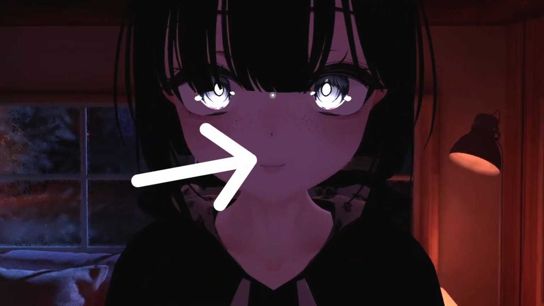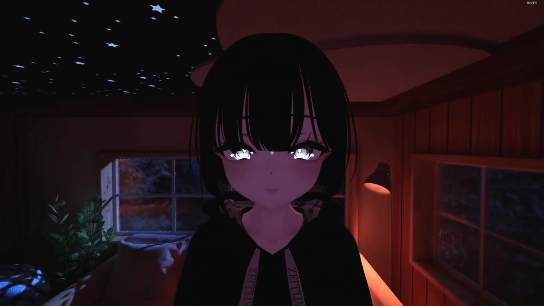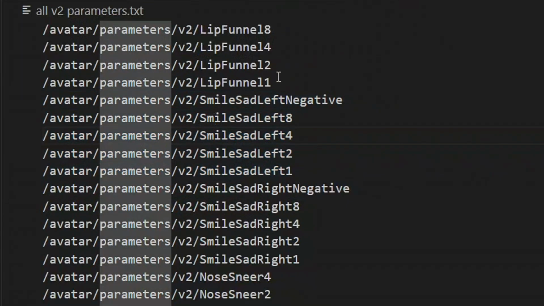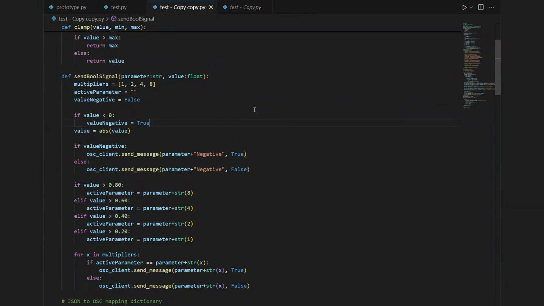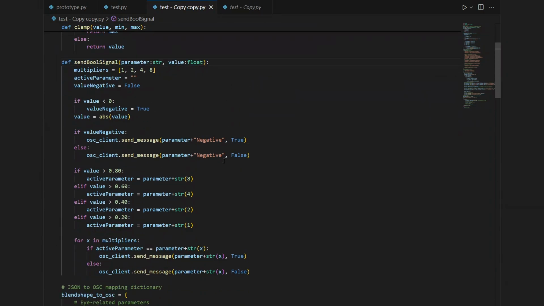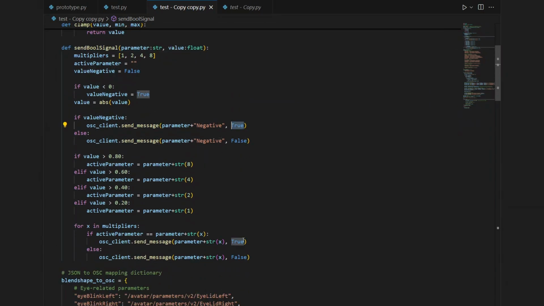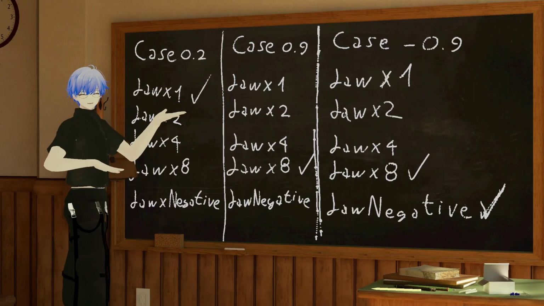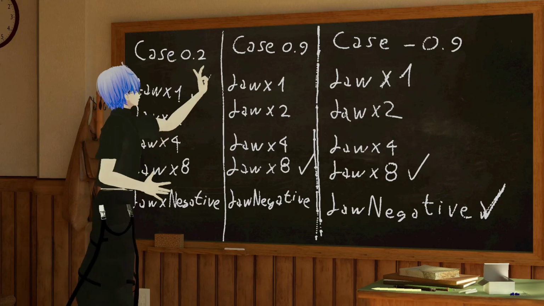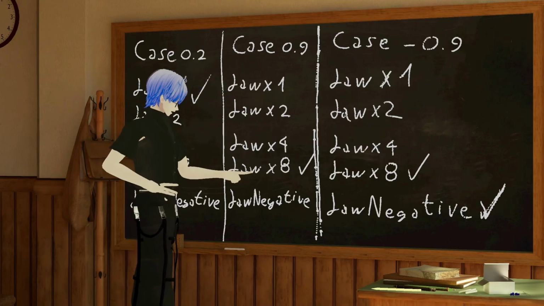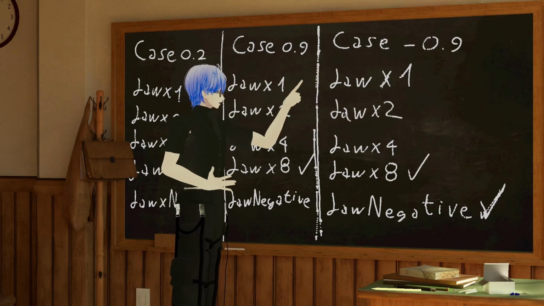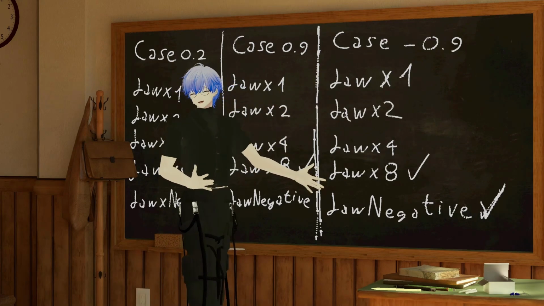Eyebrows, mouth position, nose sneering, and smiling are all just not working. These are all those mysterious numbered parameters I mentioned before. The numbers at the end are all powers of 2, which could give us some clues. I wrote a function that can convert the floating point values of Meow Face into Boolean values to send to these parameters. If the float is something like 0.2, then I'd set the first, smallest parameter to be true. If the float is 0.9, then I'd set the last and largest parameter to be true instead. And if the float happened to be negative, then the parameter's negative flag was set to true as well.